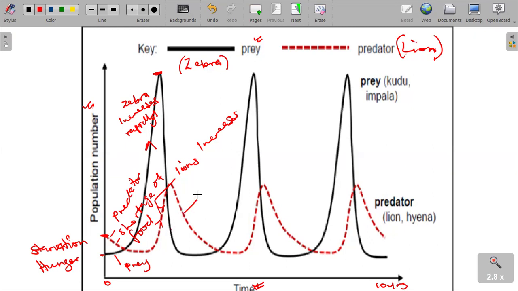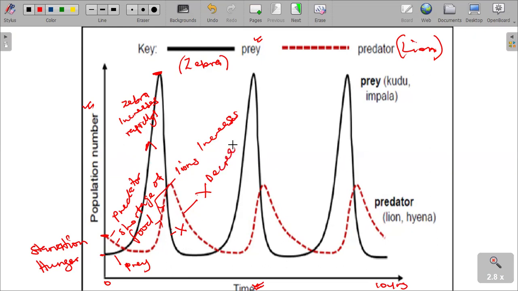We can give this as position X. At position X, we are saying both populations are decreasing. There is a quick and rapid decrease in the population of zebras, and therefore the lions will also start decreasing.